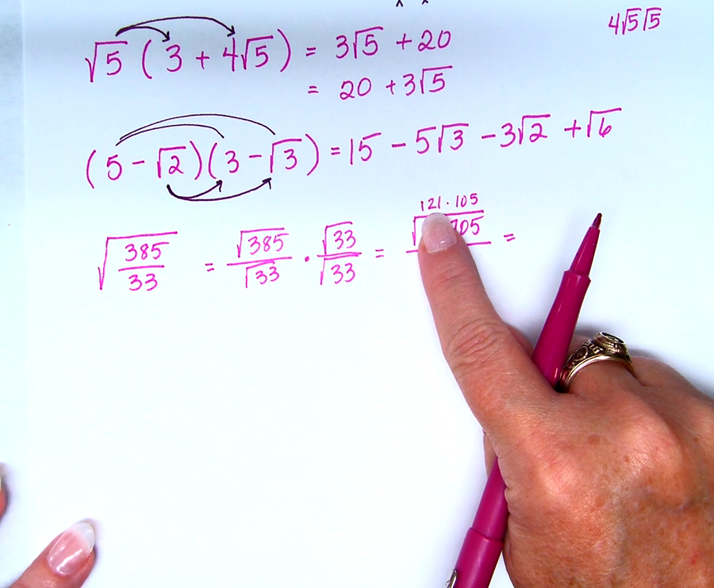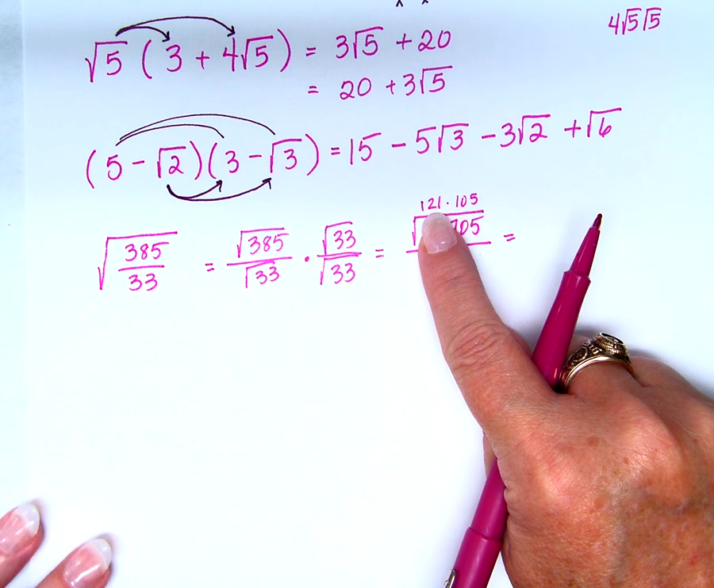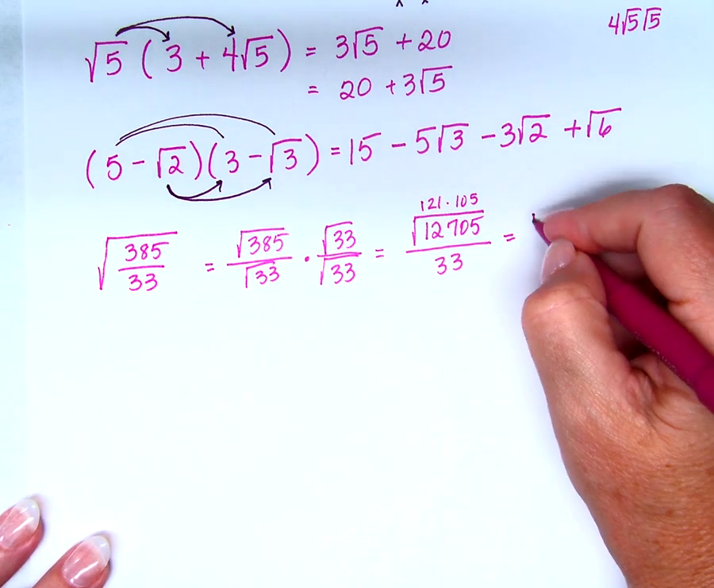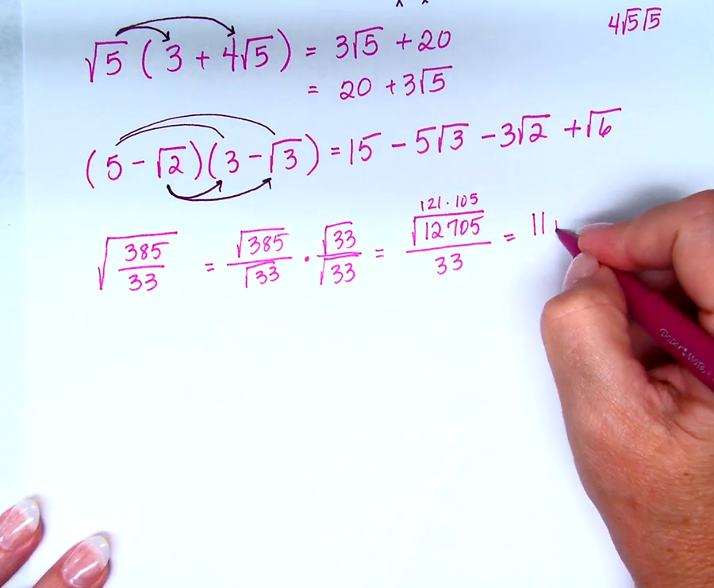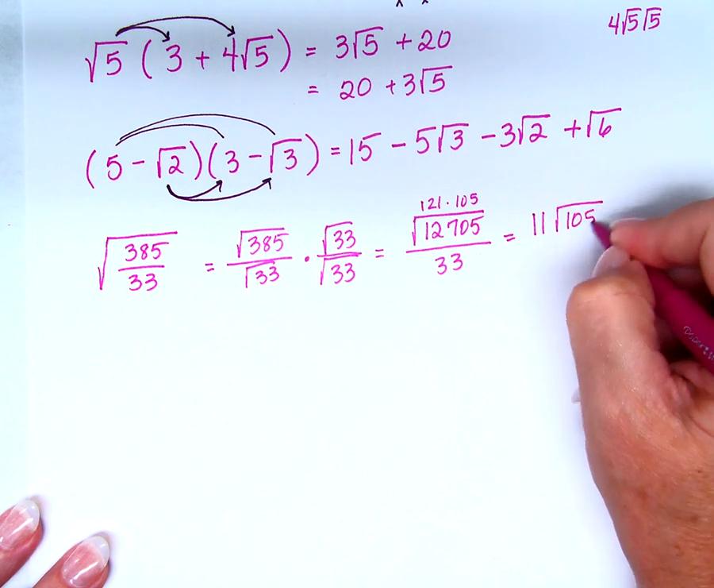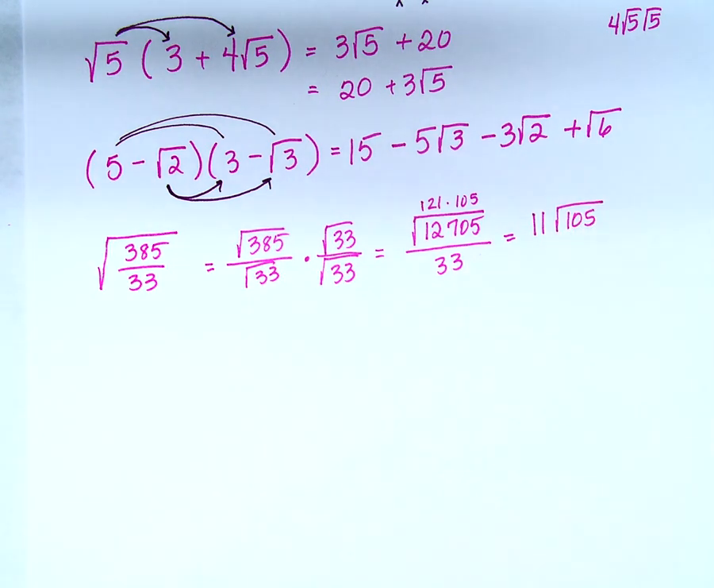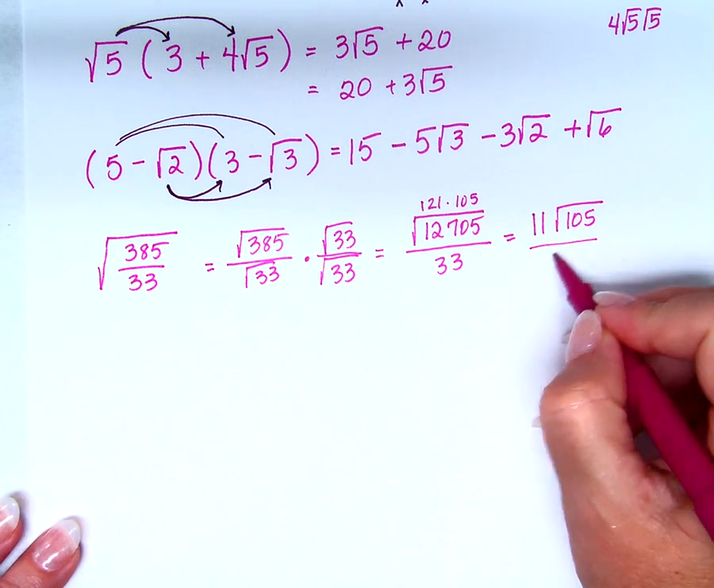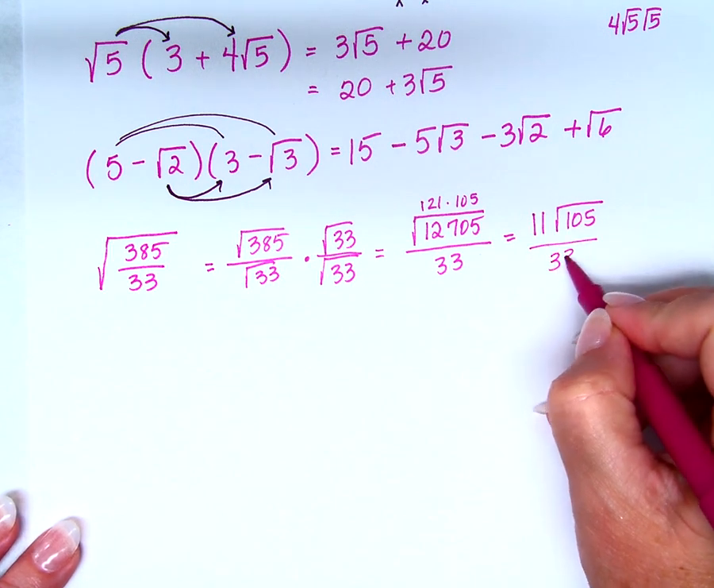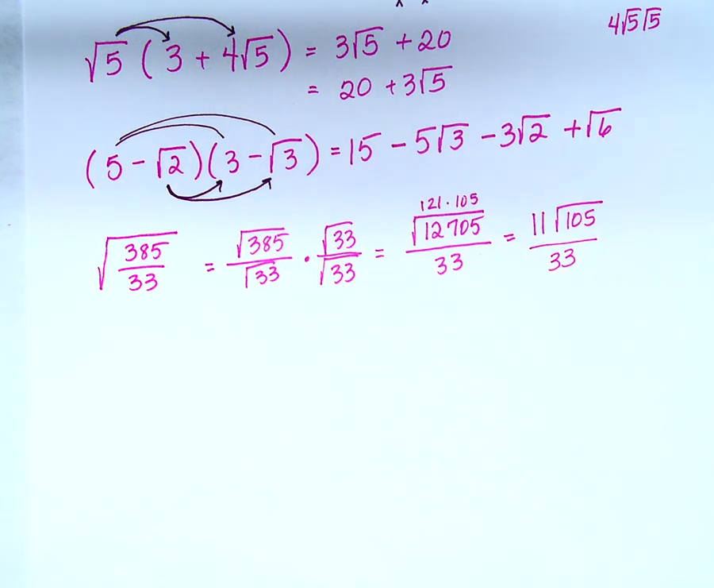Do I know the square root of 121? What is it? 11. So I get 11 times the square root of 105. Now, I'll go ahead and tell you 105 is not divisible by any of those squares. You could try it if you wanted to. I'll just tell you right now it's not. Okay? All divisible by what? 33. Or all divided by 33.